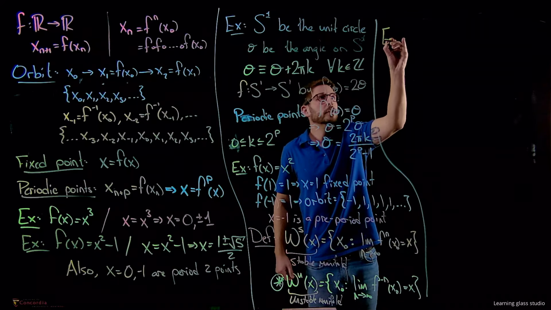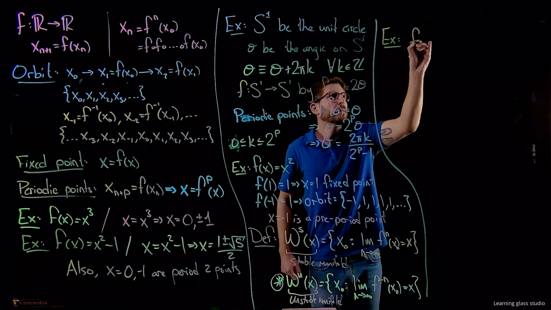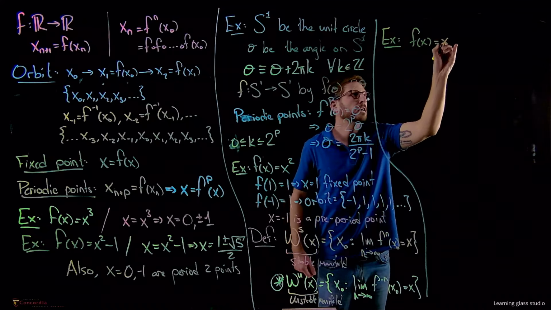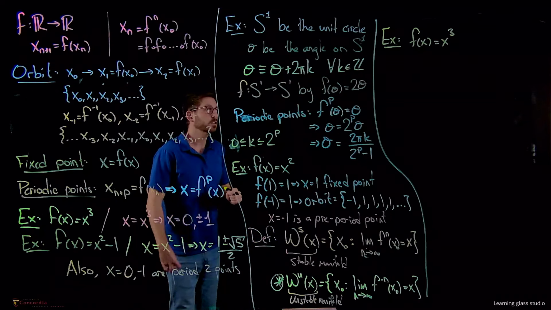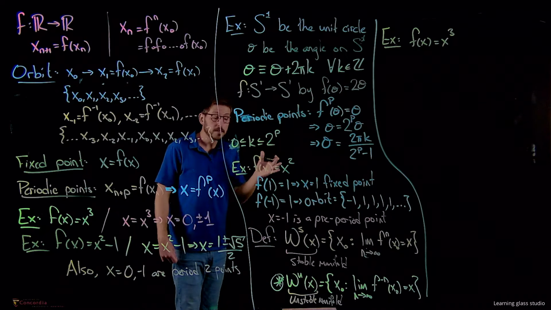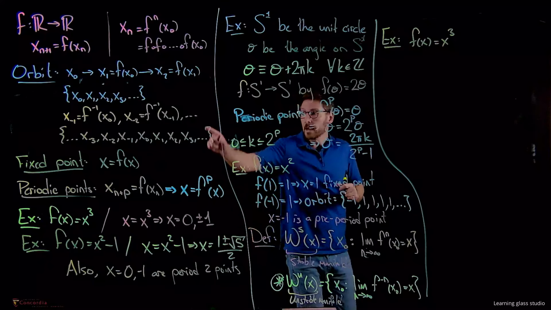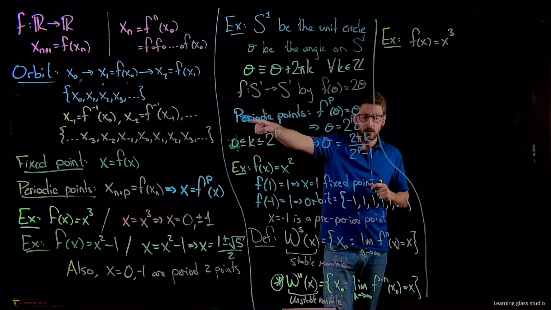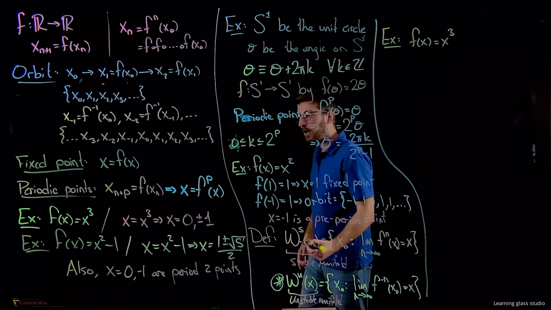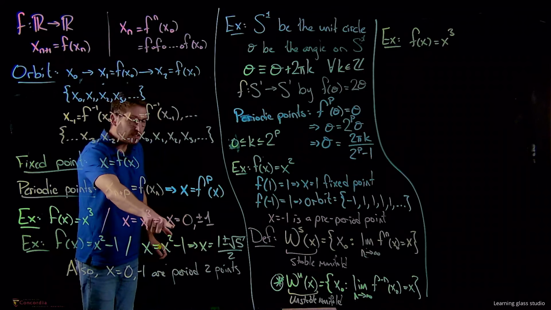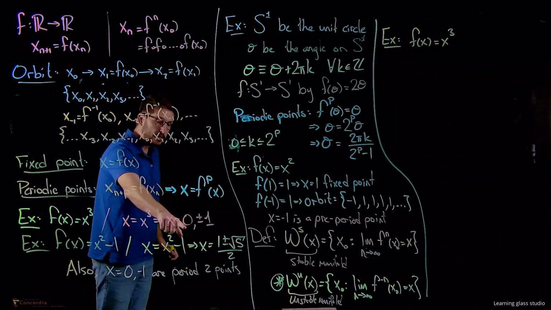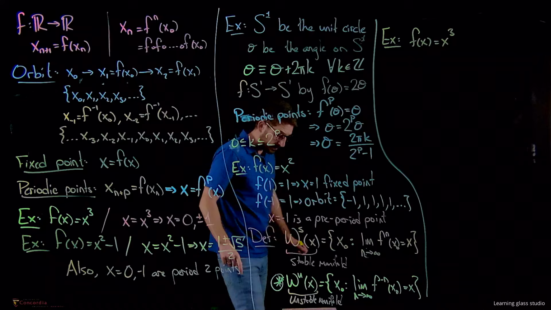And let's do some more examples here. Let's go back to this guy, x cubed. Now, this is actually a one-to-one and onto function. It is invertible, it's continuously invertible. And that means that I can talk about forward and backward orbits, and I can also talk about stable and unstable manifolds. We already analyzed it. We said it has 3 fixed points, one at 0, and one at plus or minus 1.